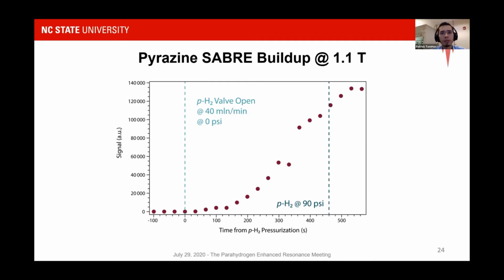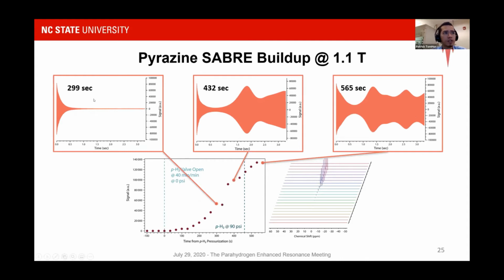But then we see this jump at around 6 minutes, and this jump actually corresponds to the beginning of the RASER effect. So at 300 seconds, there's an extended T1, there's still an extended T2, and there's an extended FID that we observe in the pyrazine signal. But we don't see the significant RASER effects until we cross the threshold at around 350 seconds. So by 432 seconds, 565 seconds after turning on the parahydrogen, we see significant RASER effects.